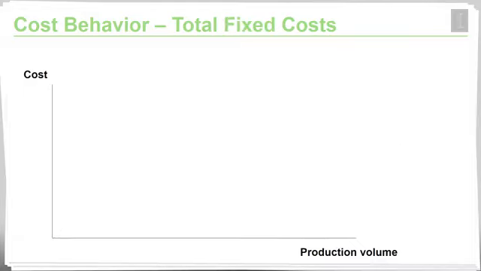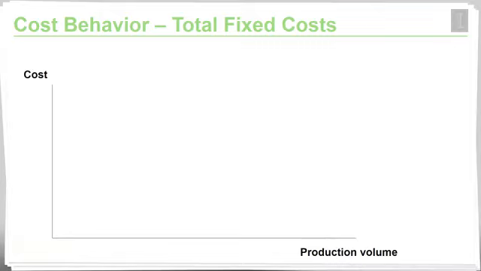Now, how about fixed costs? Again, we have the same schematic, from low levels to high levels of production volume on the horizontal axis, and from low levels to high levels of cost on the vertical axis. And again, thinking about the relationship between production volume and total fixed costs, what would this line look like?